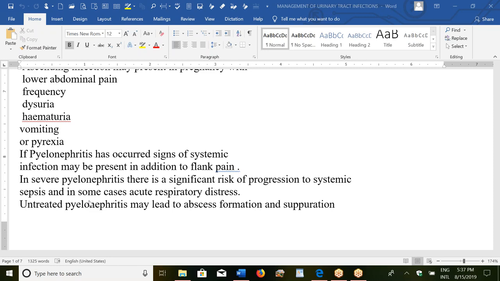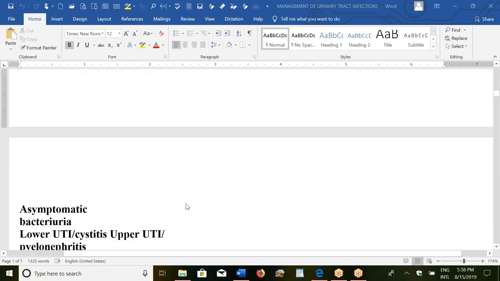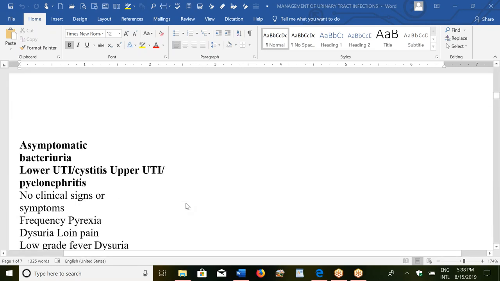In severe pyelonephritis, there is a significant risk of progression to systemic sepsis, and in some cases, acute respiratory distress can also develop. Untreated pyelonephritis may lead to abscess formation and suppuration. Suppuration means that pus will be collected, so that will be a surgical emergency.